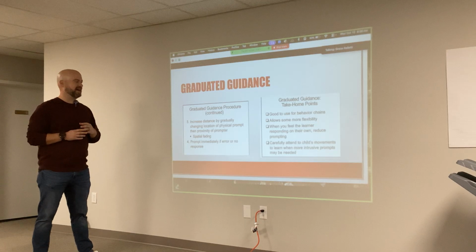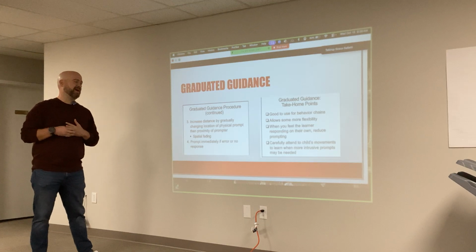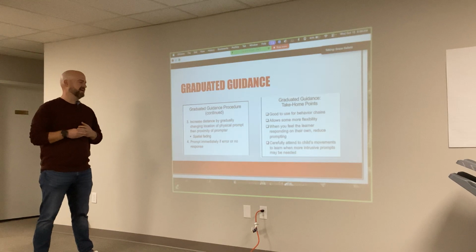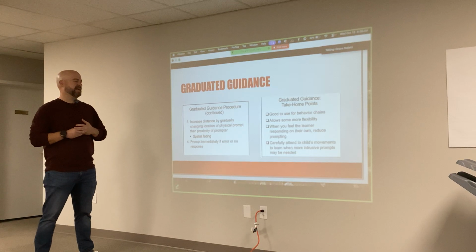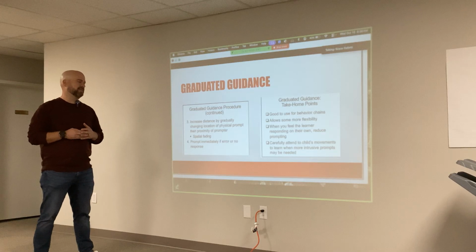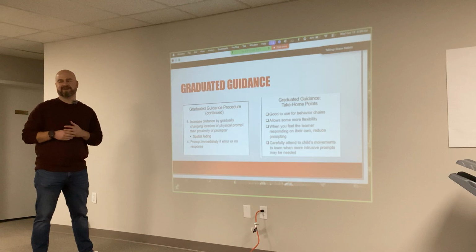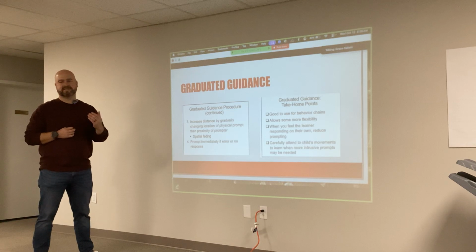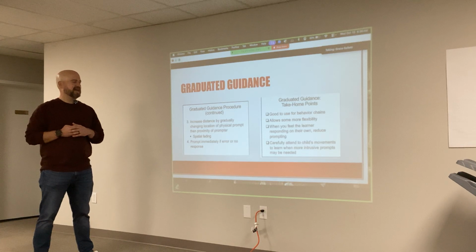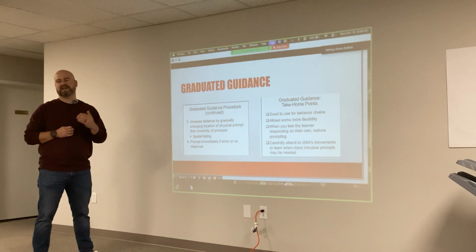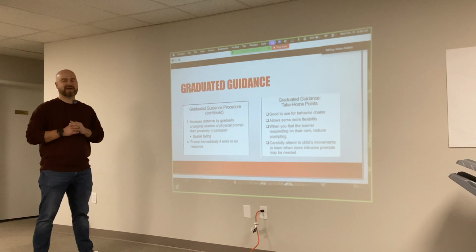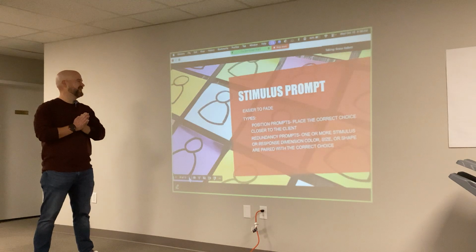This is graduated guidance. When you feel the learner responding on their own, reduce prompting immediately. So it leads into us fading. And carefully attend to the child or adult's movement to learn when more intrusive prompts may be needed, and we're going to swoop in and supply those prompts so the person is successful engaging in these behaviors. And one thing they don't mention is applying reinforcement to the behaviors we like to see. Okay, cool. Let's move on to stimulus prompting.